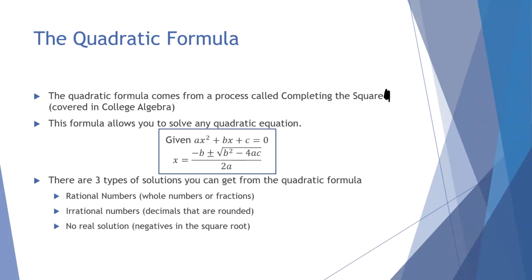You can get a rational number, which is a number that can be written as a fraction. That includes whole numbers in addition to fractions. You can get irrational numbers, and those will be decimals that you would have to round. That happens when you get a square root that doesn't come out evenly. And you can have no real solution, which means inside the square root you get a negative, which means when you try to take the square root on a calculator, you get an error. So there are three different types of solutions.